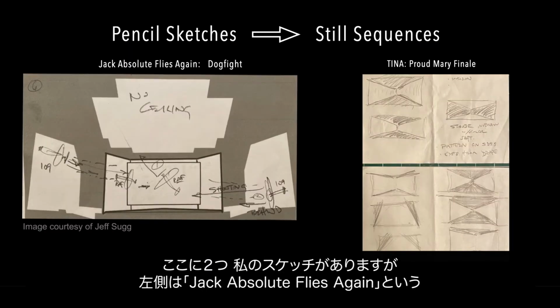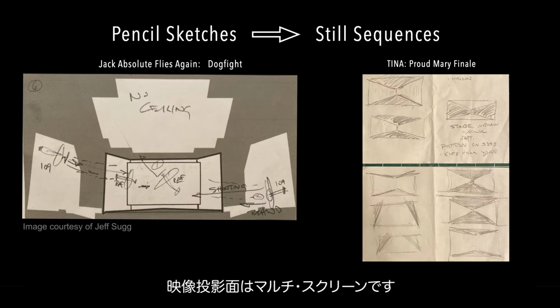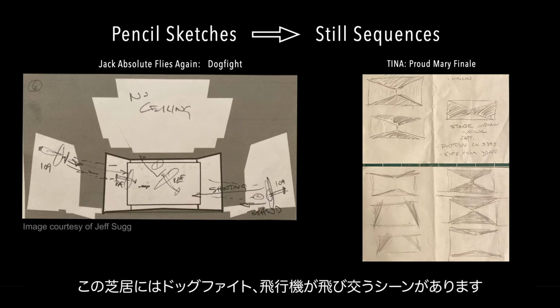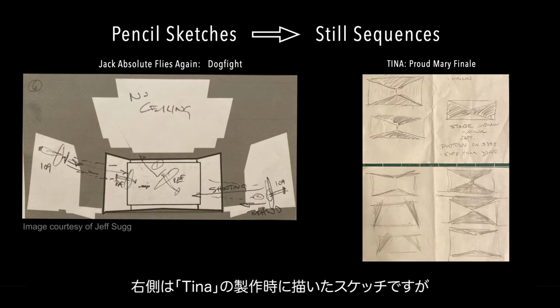One from a play that has yet to be produced, actually, called Jack Absolute Flies Again. And it's a multi-screen, multi-surface production. And there are a couple dogfight scenes within it, airplanes battling in the sky. And so you'll see there just some basic drawings of the pathways of the planes and the movements of them across the screens. On the right is some sketches from the Tina Turner musical.